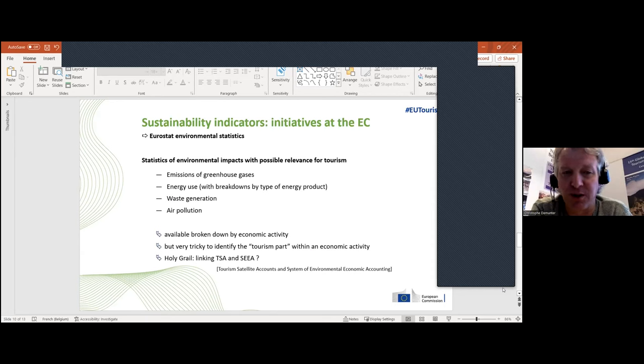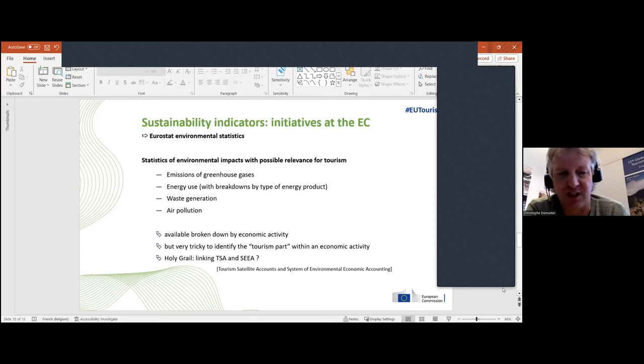For accommodation, it's relatively easy. For passenger air transport, it might be easy. For other parts, it's not. Even if you have train transport separately for passengers, you don't know what is commuters, you don't know what is tourists. So this remains a big challenge.